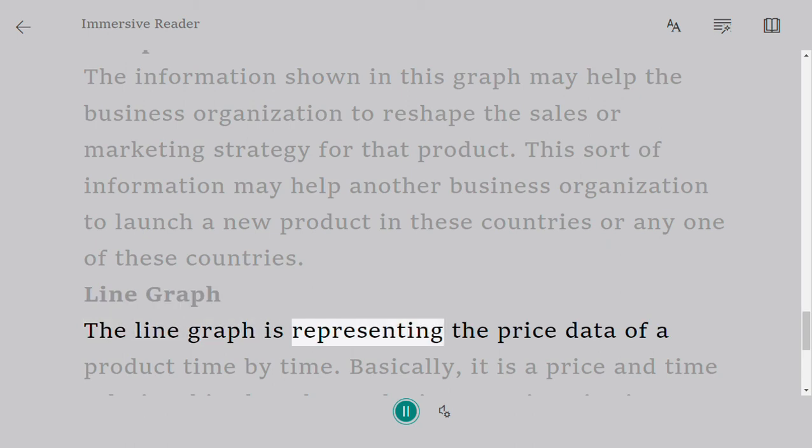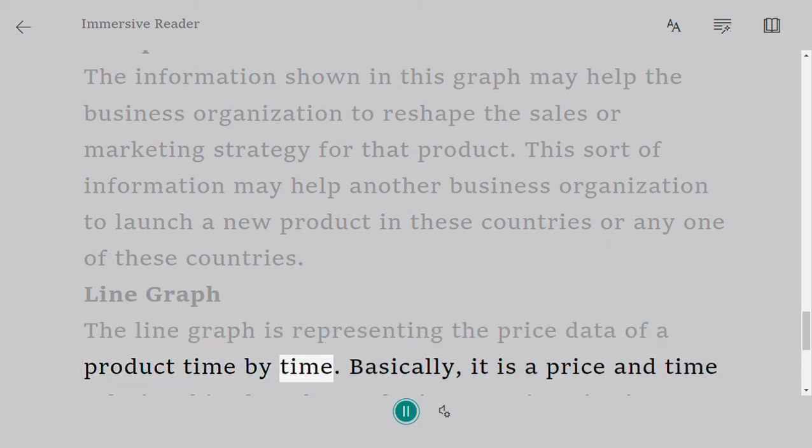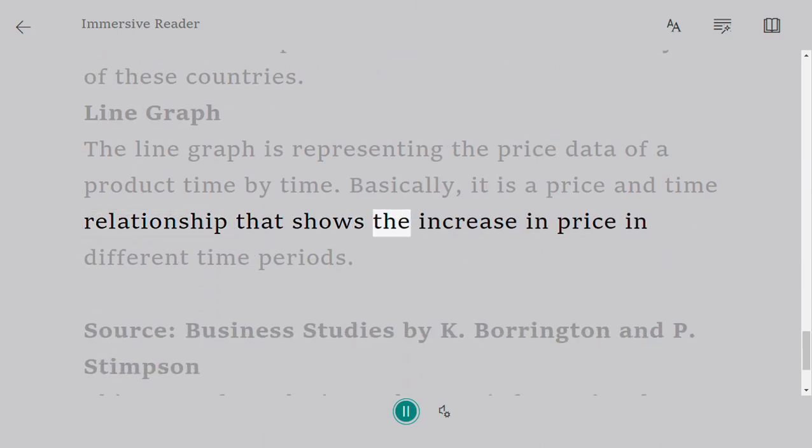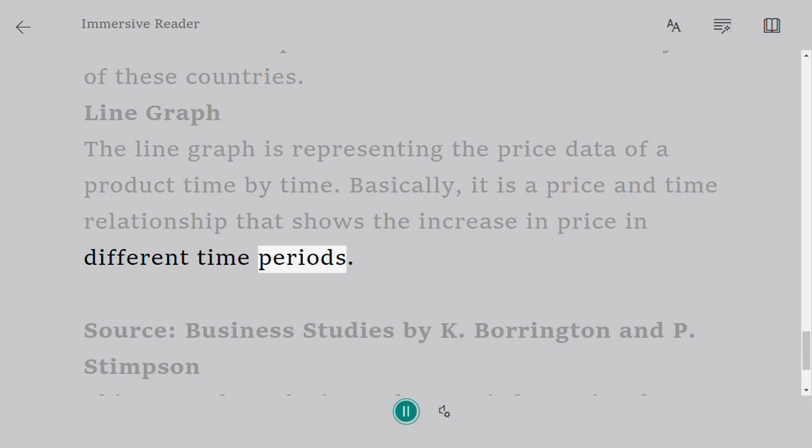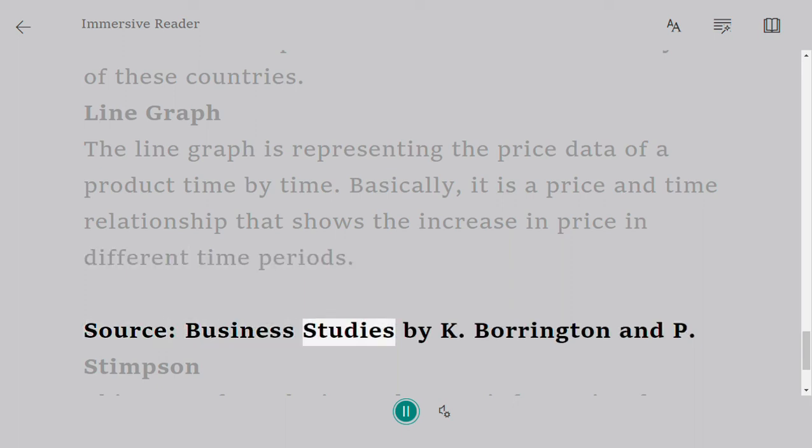Line graph. The line graph is representing the price data of a product time by time. Basically, it is a price-and-time relationship that shows the increase in price in different time periods. Source: Business Studies by K.